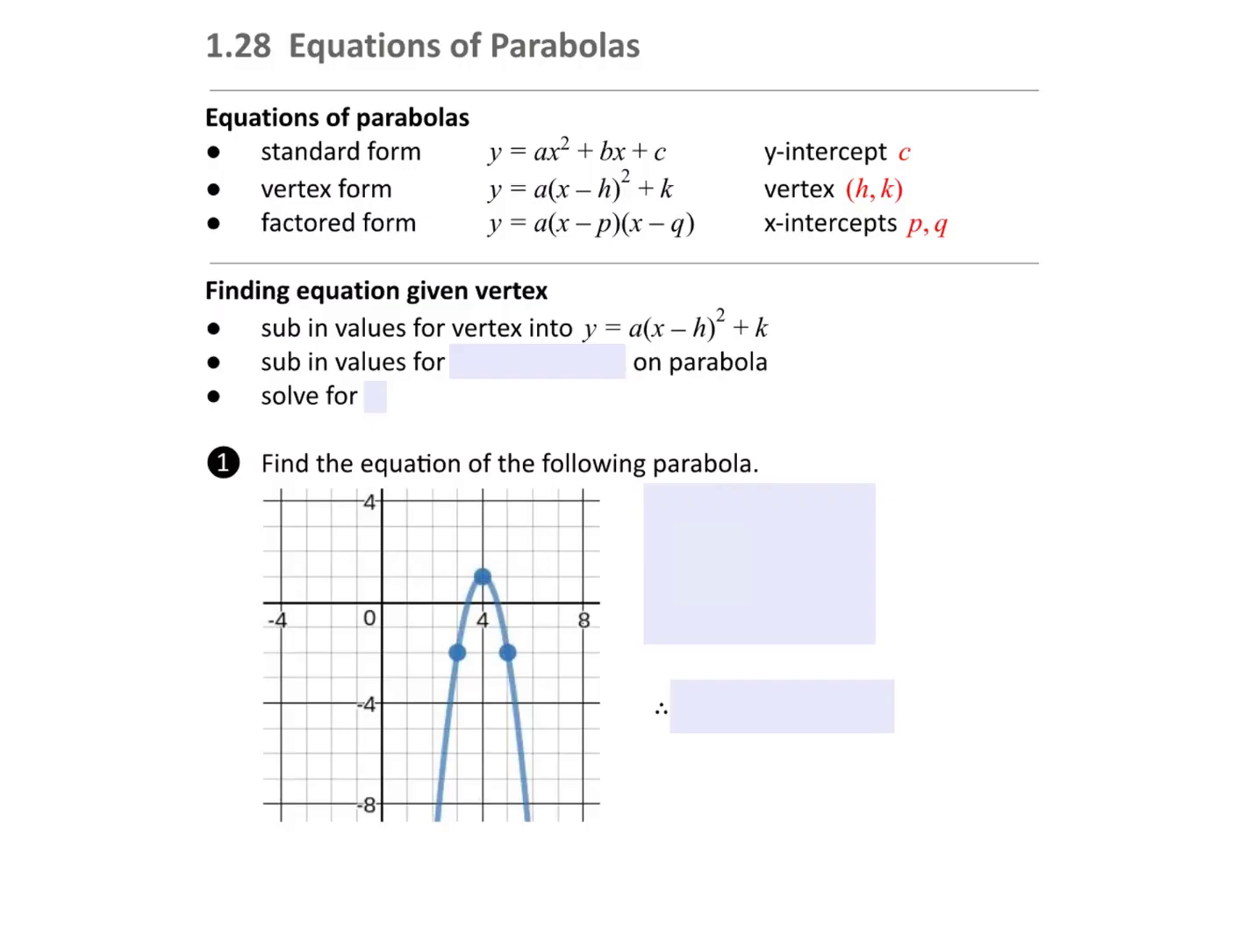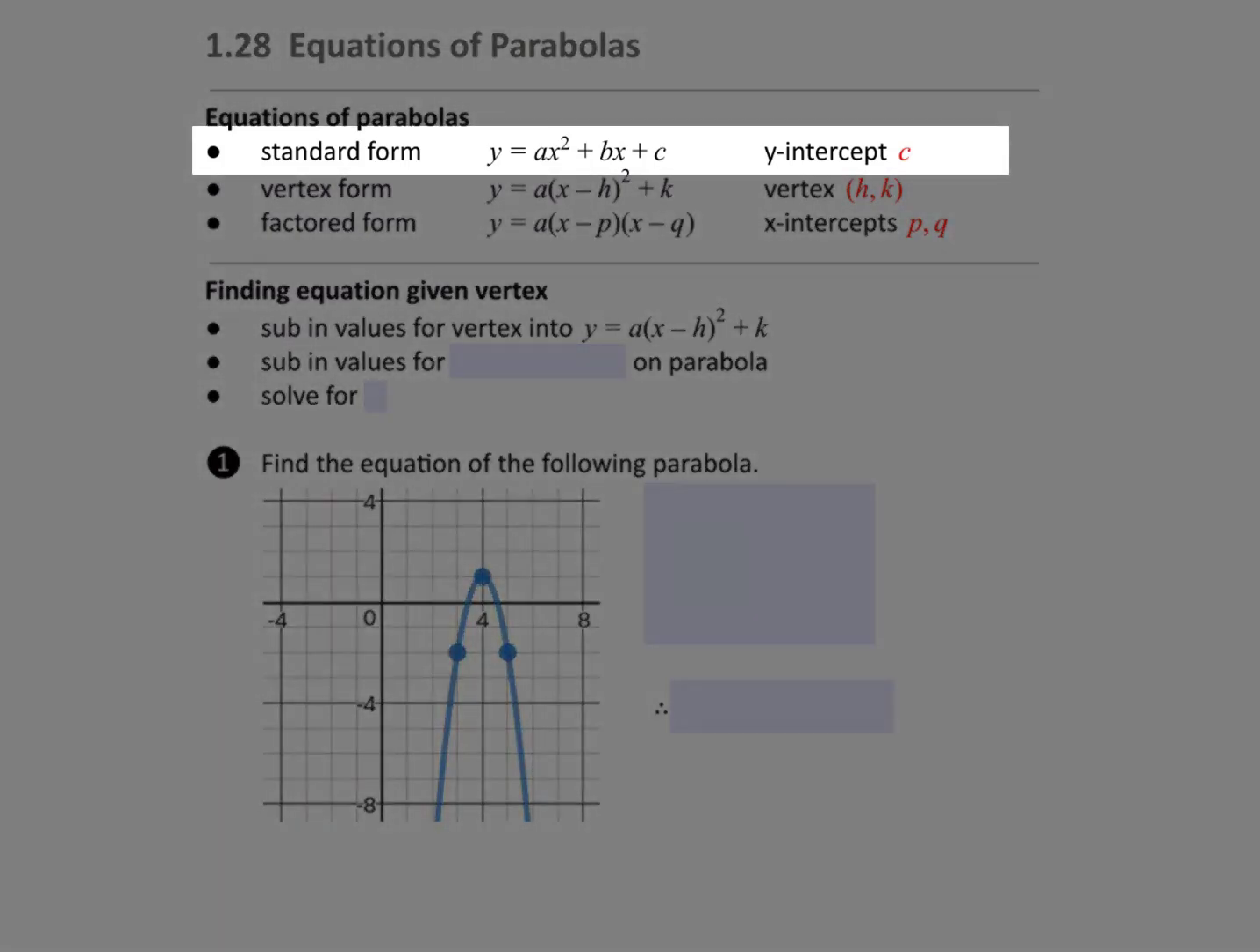This is Mr. Smith, and this is 1.28, equations of a parabola. For equations of parabolas, we're actually given three different forms, and we already know these forms. Standard form gives us the y-intercept. That's the c value, the very last term located right here.